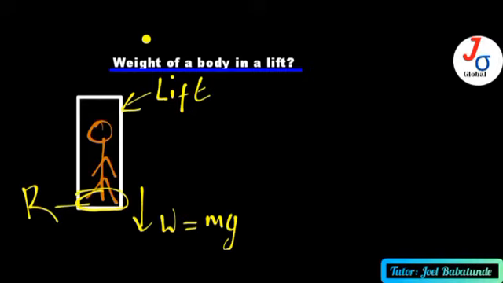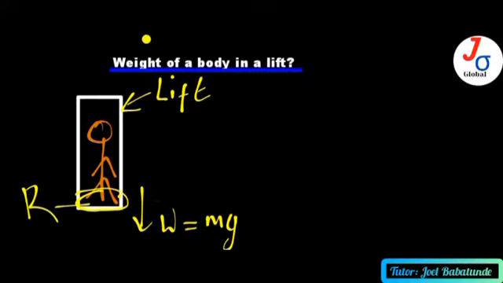So let's say that we have this guy in a lift, and the guy is standing in the lift. Now the guy has a weight, which is a product of the mass and the acceleration due to gravity of the place. Then he has the reaction. The reaction is from the feet of the guy, the legs of the guy on the ground of the lift. So we're going to be looking at about three cases.